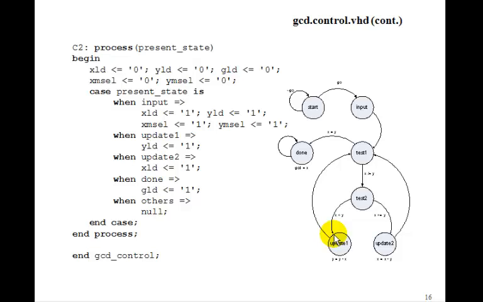When you're in update 1, we want y to be equal to y minus x. Well, all we have to do is make sure that Y load is 1. And then on the way back to test 1, y will get loaded with y minus x. When you're in update 2, all we need to make sure is that x load is 1, so that in going from update 2 to test 1, x gets loaded with x minus y. And when you're in done, we'll just have g load 1, so we keep loading in the answer GCD.